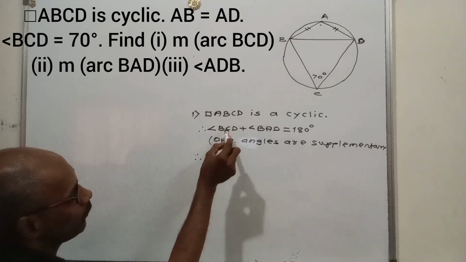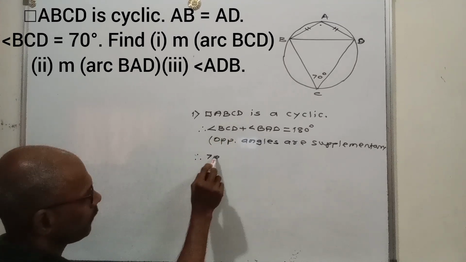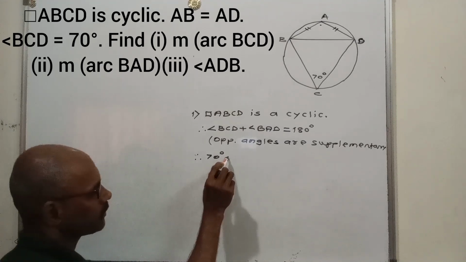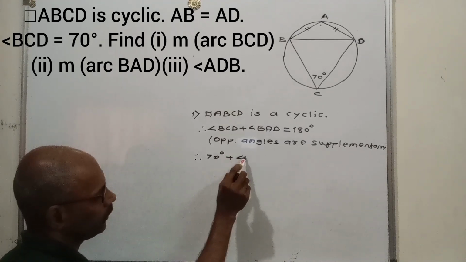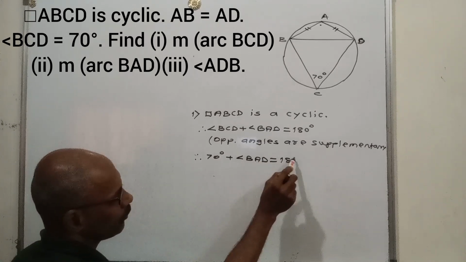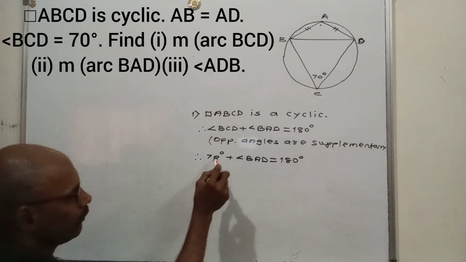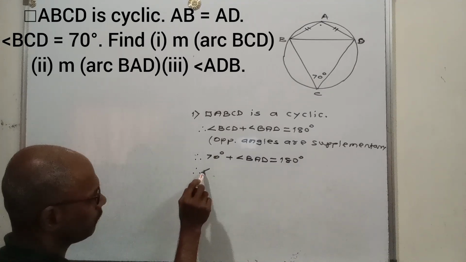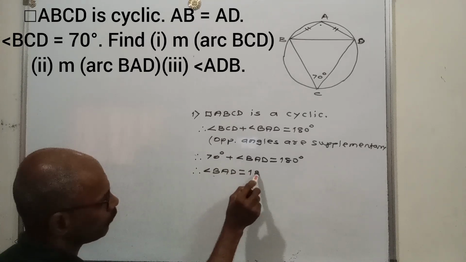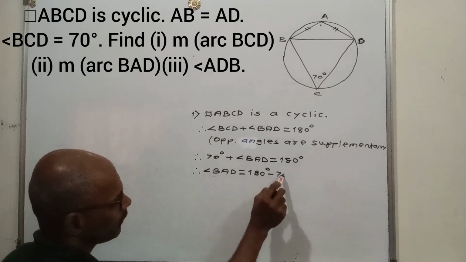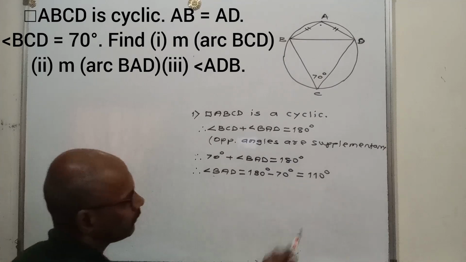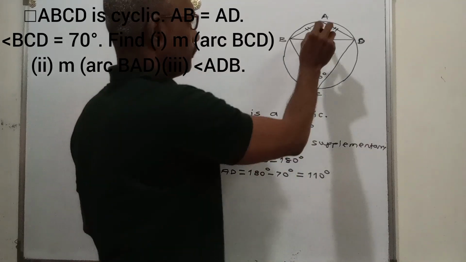Now we put the value of BCD, 70 degrees, plus angle BAD is equal to 180 degrees. We take 70 degrees to the right side. Angle BAD is equal to 180 degrees minus 70 degrees, which is equal to 110 degrees.